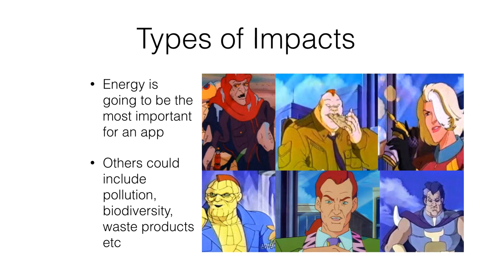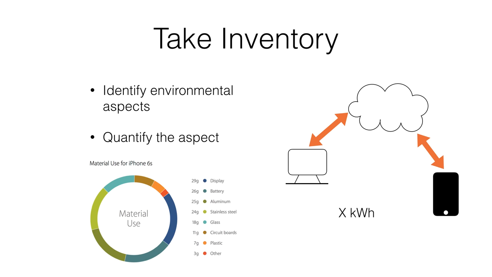So there's lots of different types of impacts. For an app, you're probably going to want to just start with energy, but as you start looking in depth at what's going on, then you'll probably find other factors that you can include. And the next step is taking inventory. So this is just looking at everything and giving it a value. So for energy, you're saying we use this amount of kilowatt hours, or for example, we have the material use for the iPhone 6S. This is in the Apple docs. It has values like 25 grams of aluminium. So this is just noting exactly what's there and what's happening.